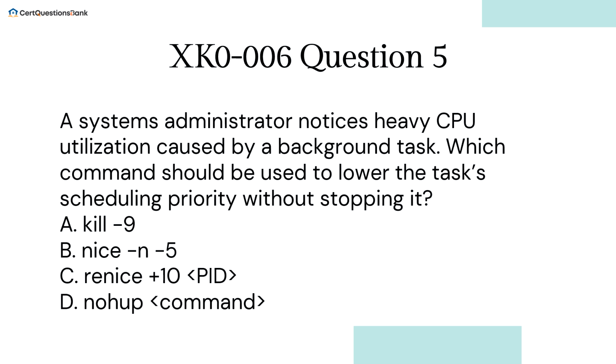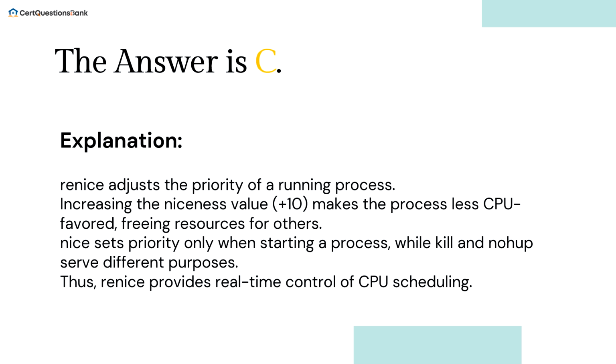A systems administrator notices heavy CPU utilization caused by a background task. Which command should be used to lower the task's scheduling priority without stopping it? A. kill -9. B. nice -n -5. C. renice +10. D. nohup. The answer is C.